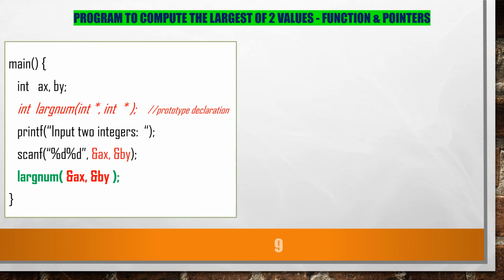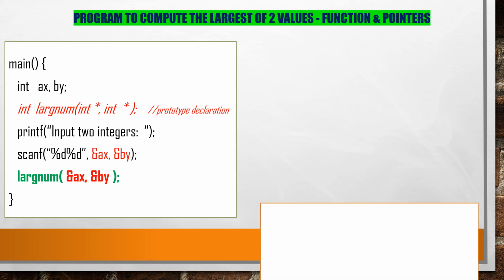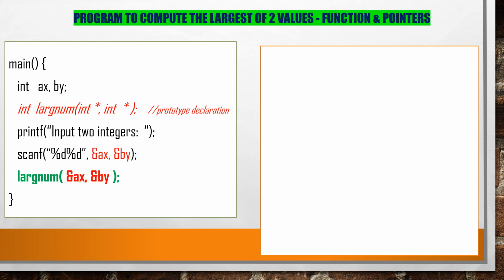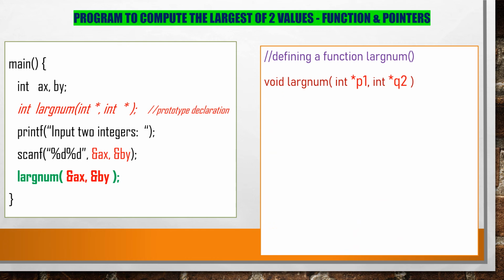So we are passing the references to the function. We are not passing the values. We are passing the address of ax and the address of by to the function. Now let us see what the function will do. Function definition for largenum. void largenum, we should have two formal arguments. Both of them must be pointers, since the address is passed to the function: int *p1, int *q2. So we have two pointers ready for taking the references passed by the function from the main program.